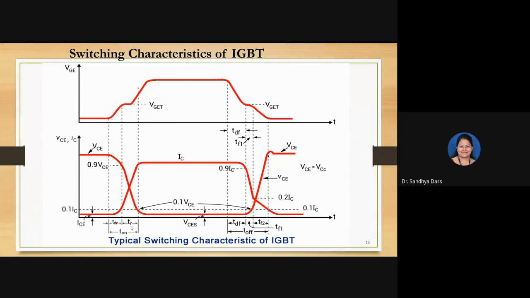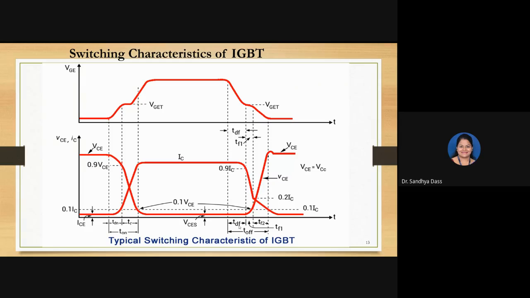Okay, similarly T off, but here in IGBT there are three components in turn off. First is your turn off delay. This is your turn off delay, and initial fall time and final fall time. This is your initial fall time and this is your final fall time. So let us define what they are.